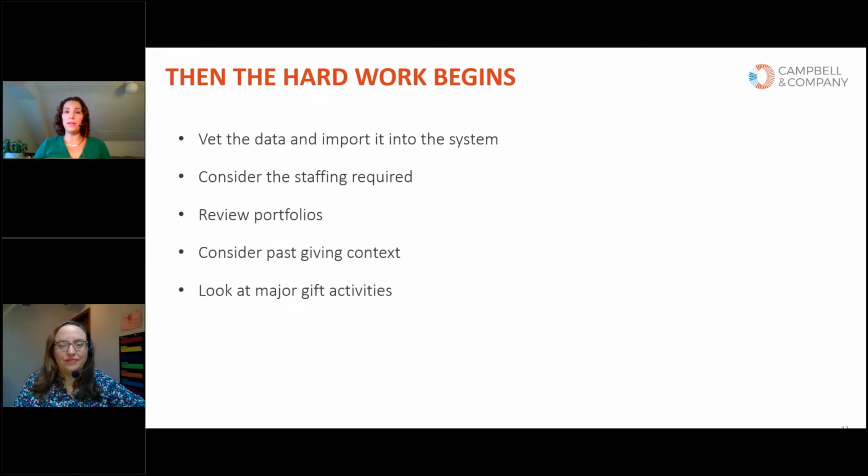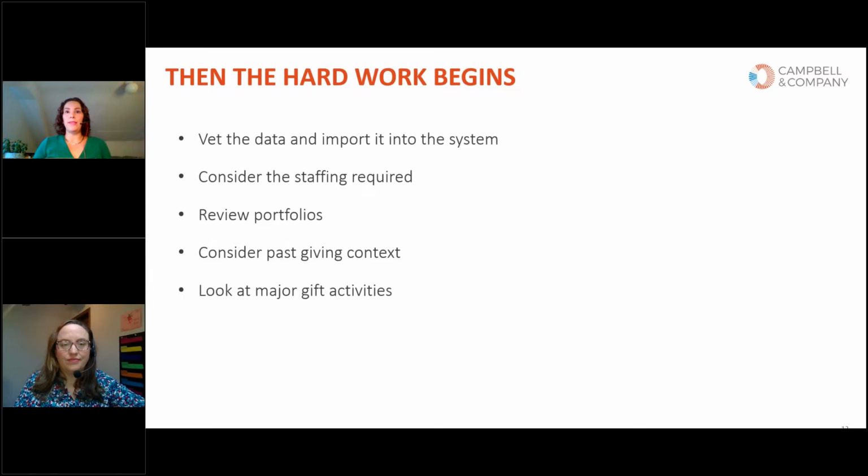So we want to really do a thoughtful review of every name and every capacity and every status to see, did the science bucket them correctly, or might we change some things? And then once you feel good about that data, you want to import it into your database so that you can use it in reports and in queries and as you do your segmentation for your day-to-day activities.